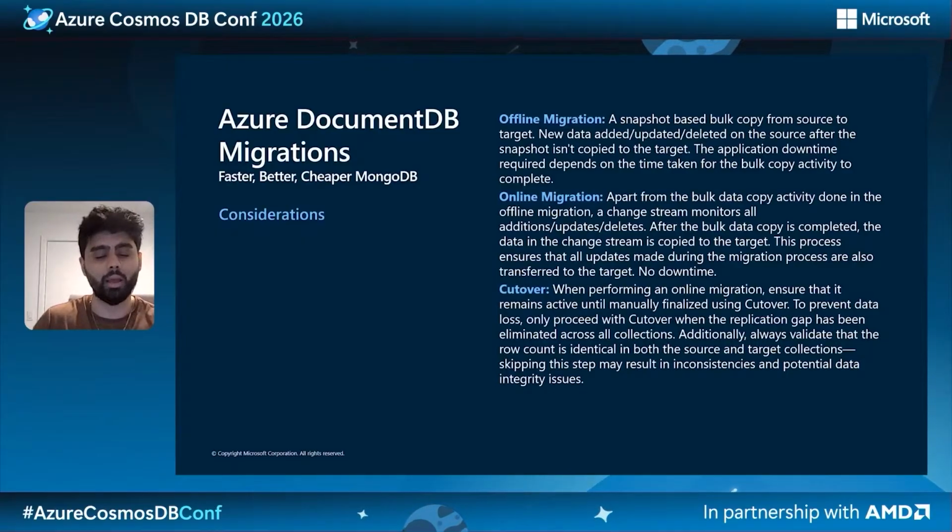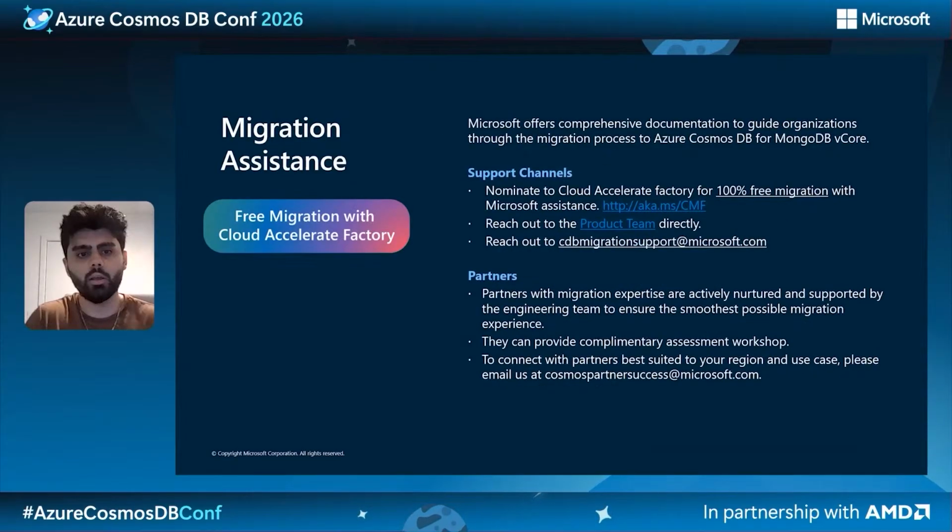So you can have all the information you need before migrating your huge workloads from on-prem or any other provider to Azure Document DB. Let's say you are running through a migration and you have an issue migrating your data to the cloud, we provide free migration with Cloud Accelerate Factory. You can also reach out to the product team directly by just emailing us at cbdmigrationsupport@microsoft.com.